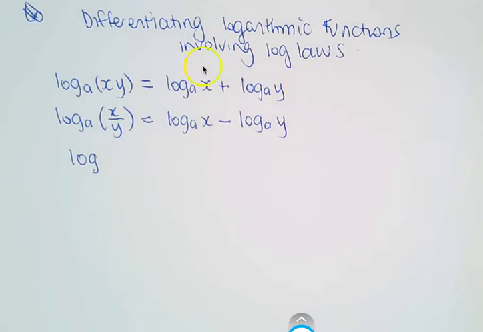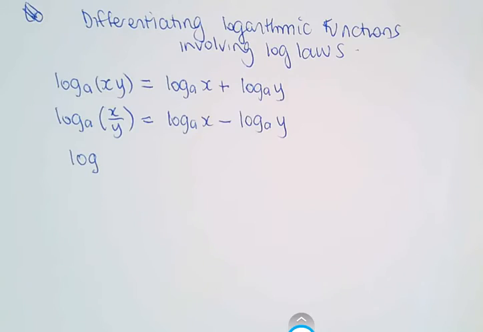So we're looking at differentiating log functions involving log laws. Here's our first log law. Log to the base a of x times y is log to the base a of x plus log to the base a of y. Log to the base a of x divided by y is log to the base a of x minus log to the base a of y.